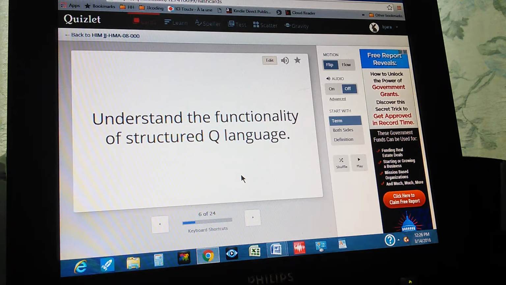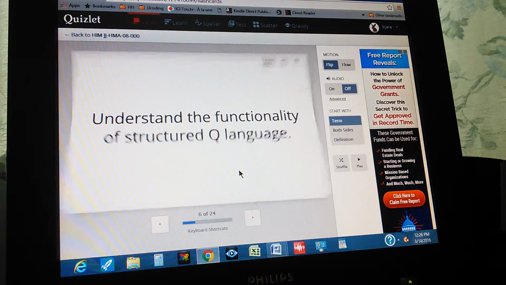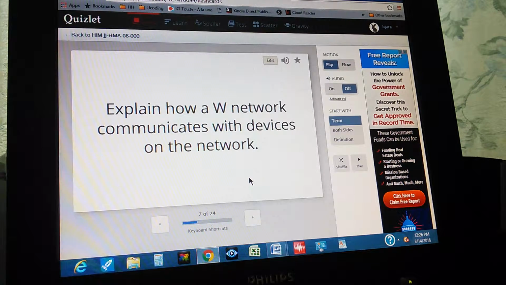Understand the functionality of structured Q language. Structured Q language. What's Q? Query. Yes. Okay. Explain how a W network communicates with devices on a network. A W network. What's W?